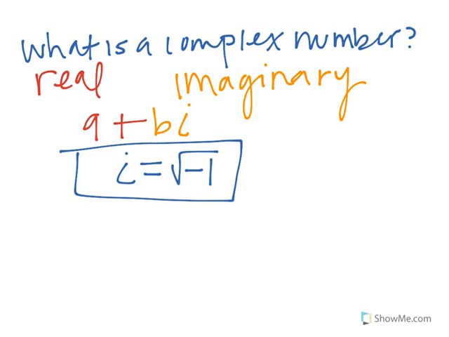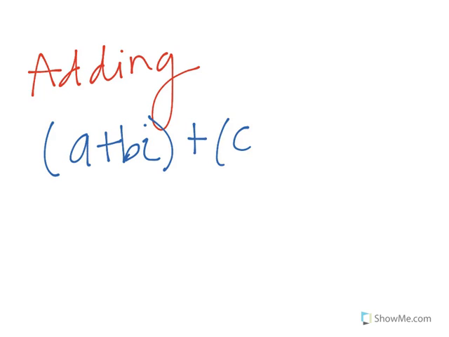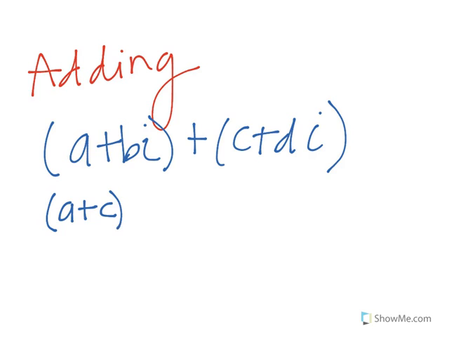Alright, now let's talk about adding them together. It's pretty simple. So you've got a plus bi. Let's throw some more terms in there. How about c plus di? Even better. Now all you gotta do when adding complex numbers is just combine like terms. There you go.